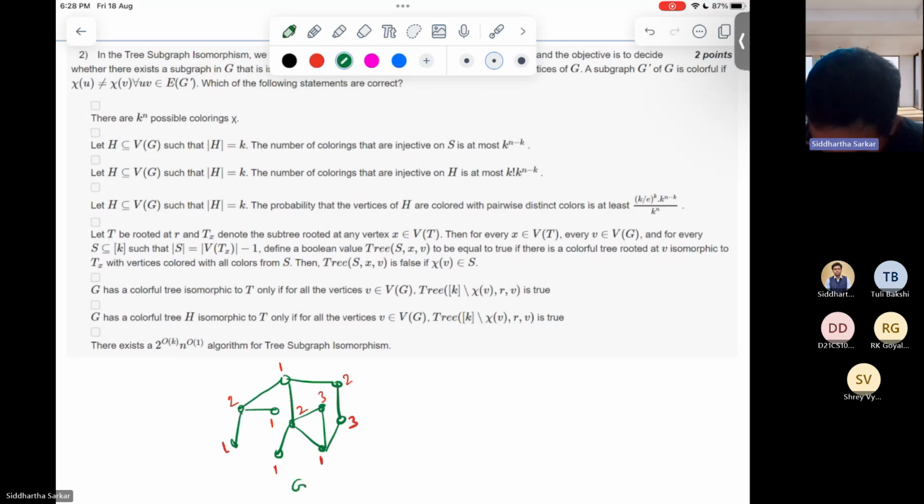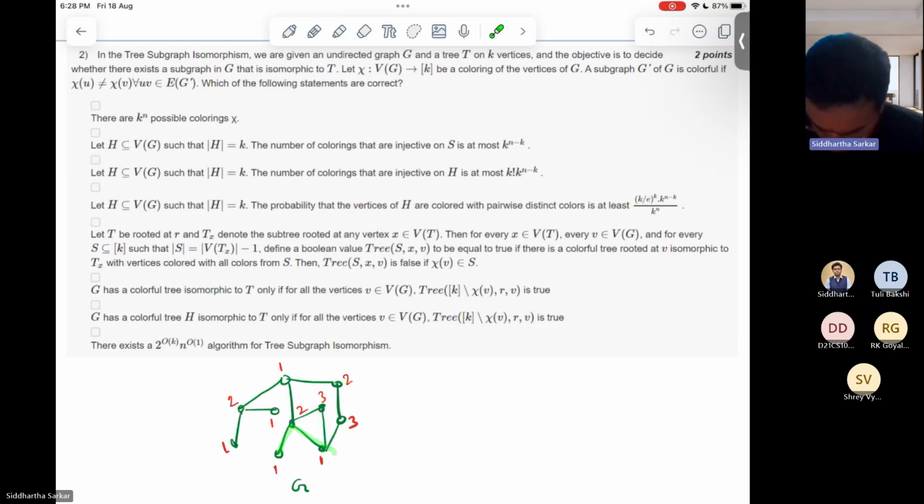Let's call this G, because for every edge, the endpoints of the edge got different colors, or in this case, numbers. I hope I did not make any mistakes.